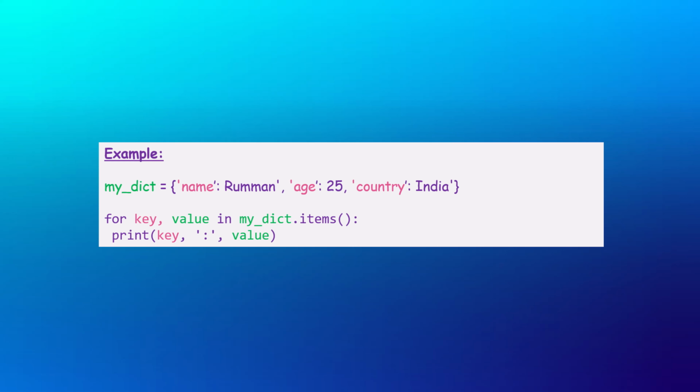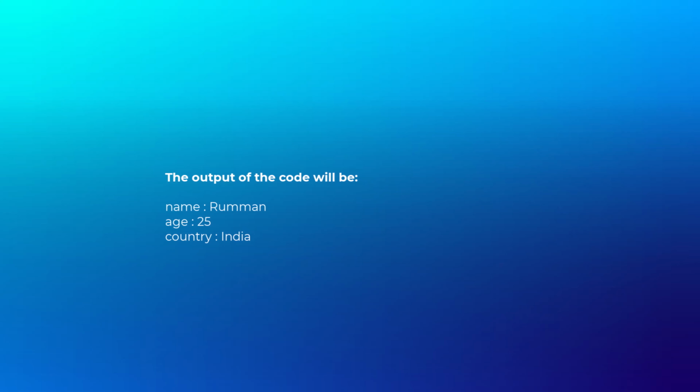The for loop iterates over the key-value pairs in the view returned by the items method. In each iteration, the loop variables key and value are assigned the values of the current key-value pair. The print function is used to print each key-value pair, using string concatenation to format the output. This will produce the same output as the previous example.